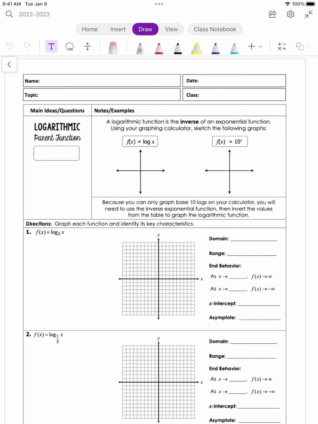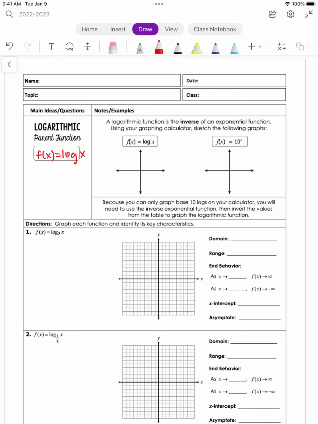Hi guys. Okay, so today we're talking about logarithmic graphs and parent functions. So the logarithmic parent function is going to be f of x equals log of x. Remember, if you don't see a base, you assume it's base 10.